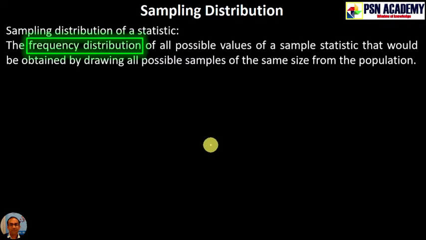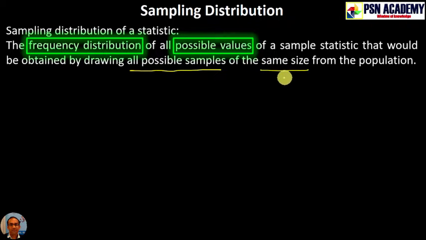It is a frequency distribution of all possible values of a sample statistic. Now, this statistic may be mean, may be median, may be proportion, etc. And you must have all possible values your sample may have. And how will you get all possible values? You have to collect all possible samples from that population, and those samples must be of the same size. That means you have the full list of values of all possible samples, and you get the frequencies of all those possible values, and you get that sampling distribution.